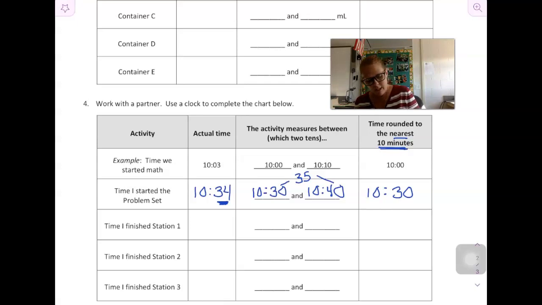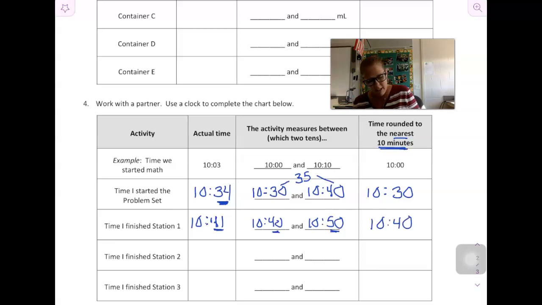The time I finished station 1. So let's pretend we're in school and we're having station rotations. I finished station 1 at 10:41. So that comes between 10:40 and 10:50. And we're looking at our minutes here. 41 is closest to which 10-minute segment? It's closest to 10:40.